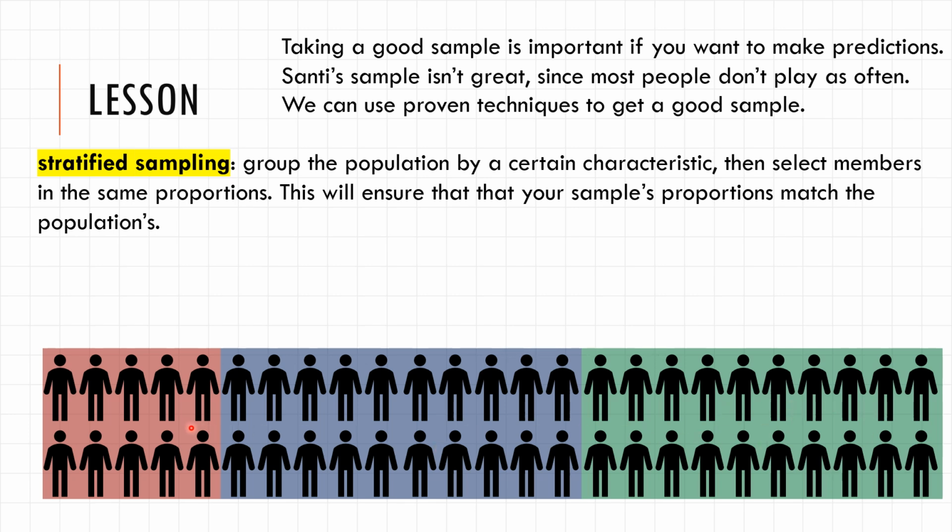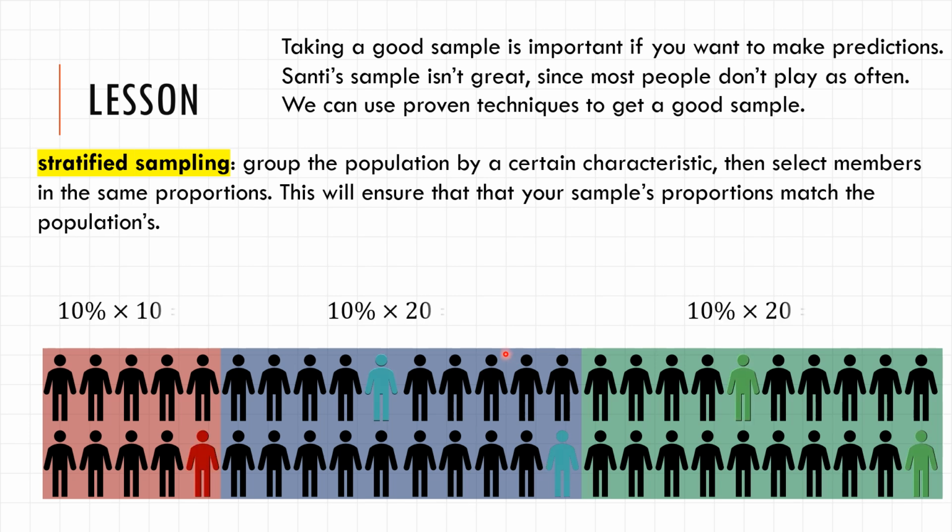So just looking at this here, how many members should we select from each group if we want 5 members in our sample? Think about that for just a minute. I would choose 1 red, 2 blue, and 2 green. And this would make sure, right, that 1 out of 10 red people, that is 10% of the red people. 2 out of 20 is also 10%. And 10% of the green people would also be 2.